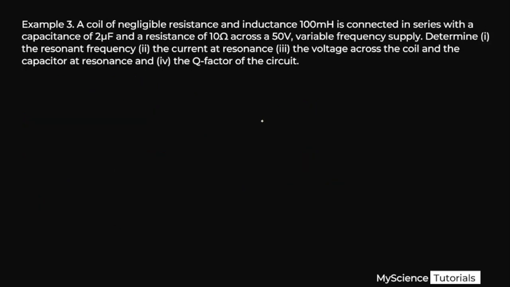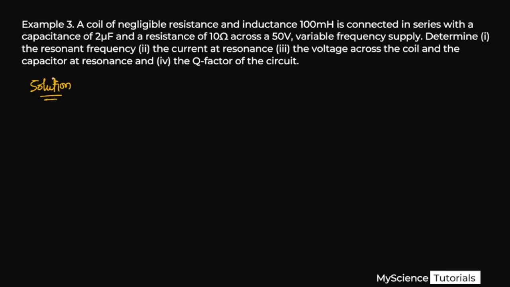We have a coil of negligible resistance and inductance 100 millihenry connected in series with a capacitance of 2 microfarad and a resistance of 10 ohms across a 50 volt variable frequency supply. We are to determine the resonance frequency, the current at resonance, the voltage across the coil and the capacitor at resonance, and then the Q factor of the circuit. So let's go ahead and look at this. Let's write down our solution.